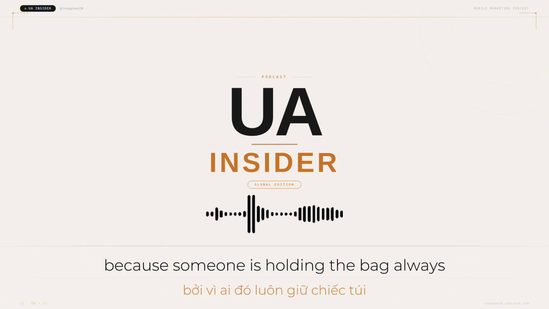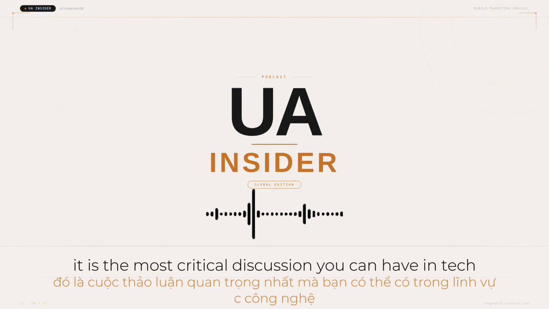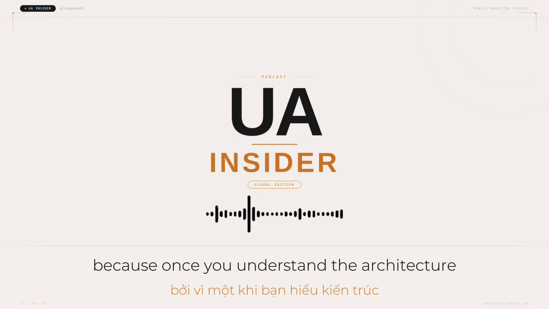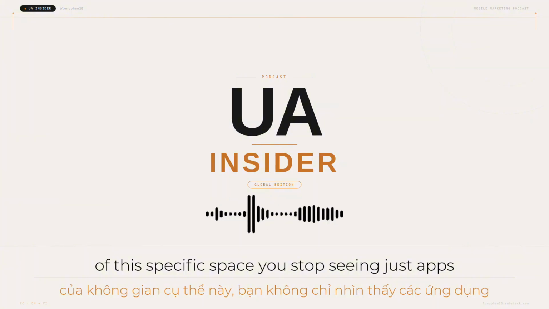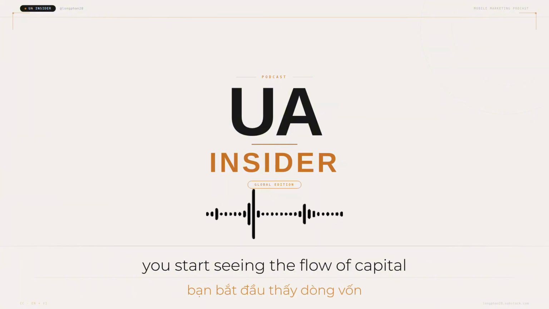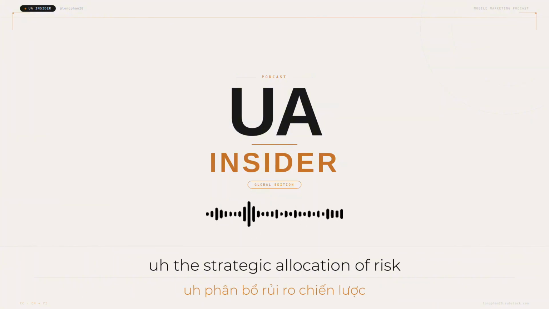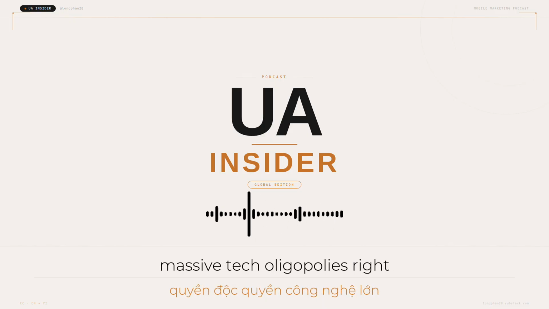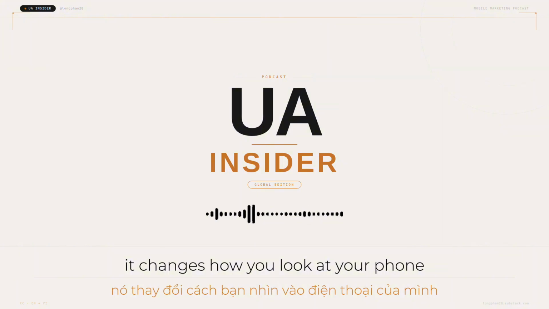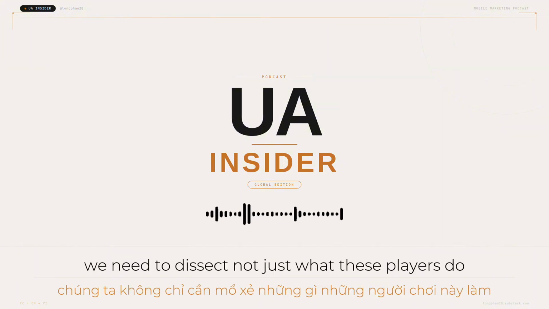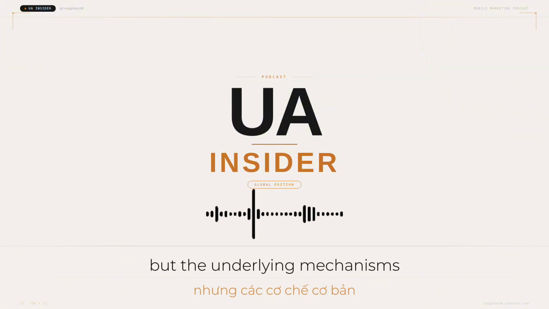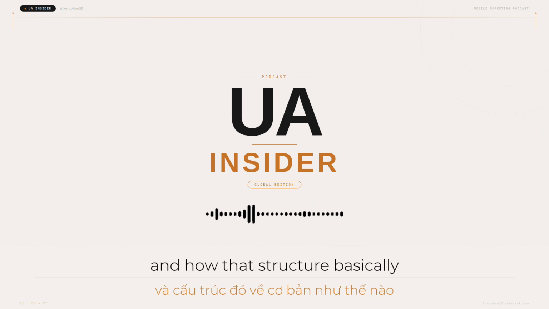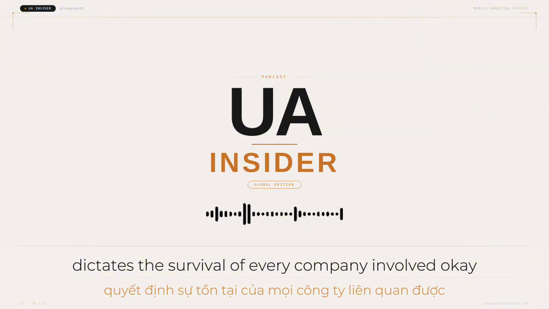Because someone is holding the bag. Always. It is the most critical discussion you can have in tech right now. Because once you understand the architecture of this specific space, you stop seeing just apps. You start seeing the flow of capital, the strategic allocation of risk, and the entrenched positioning of these massive tech oligopolies. It changes how you look at your phone. We need to dissect not just what these players do, but the underlying mechanisms of why their incentives are structured the way they are. And how that structure dictates the survival of every company involved.